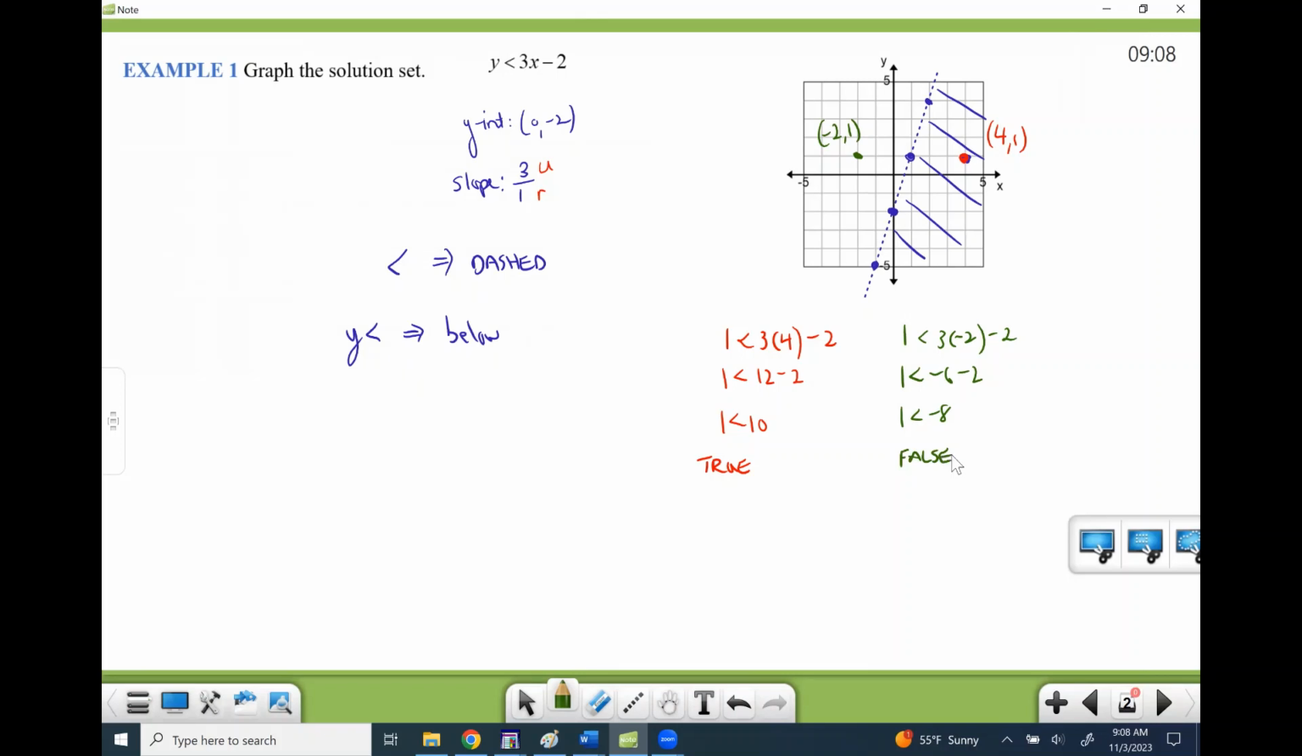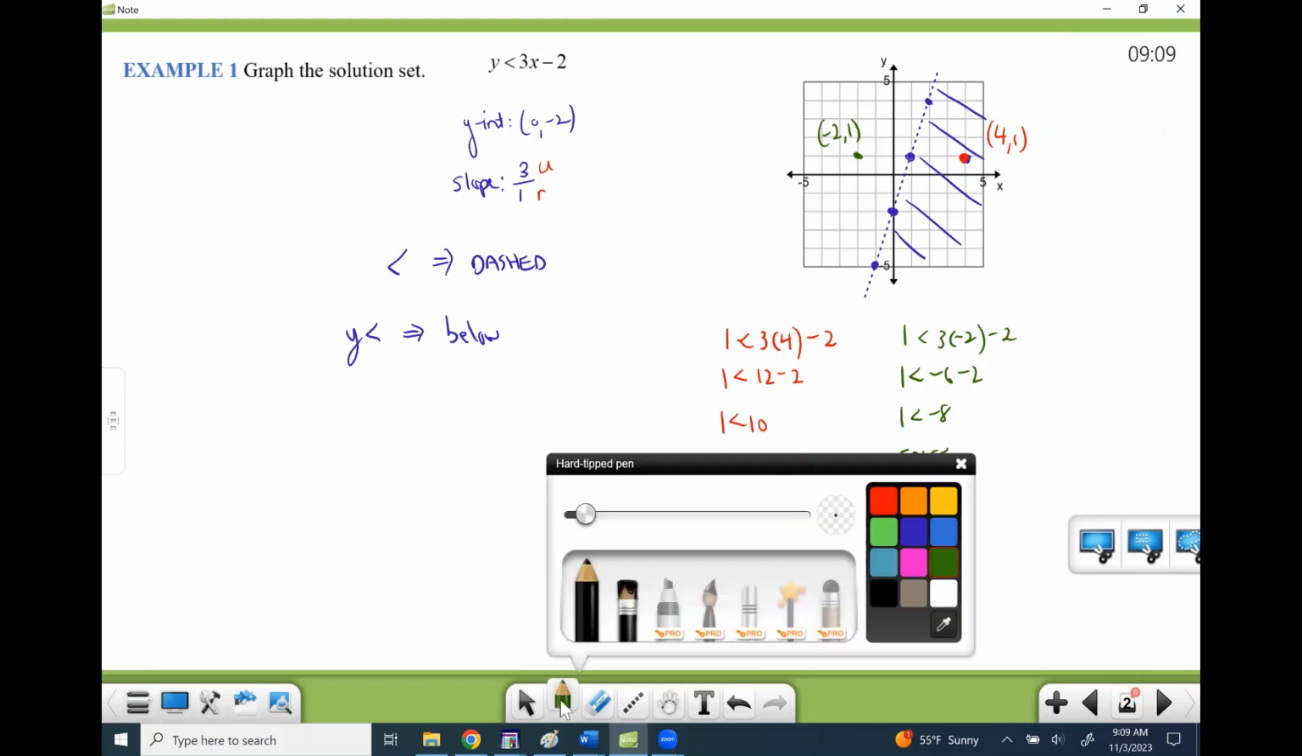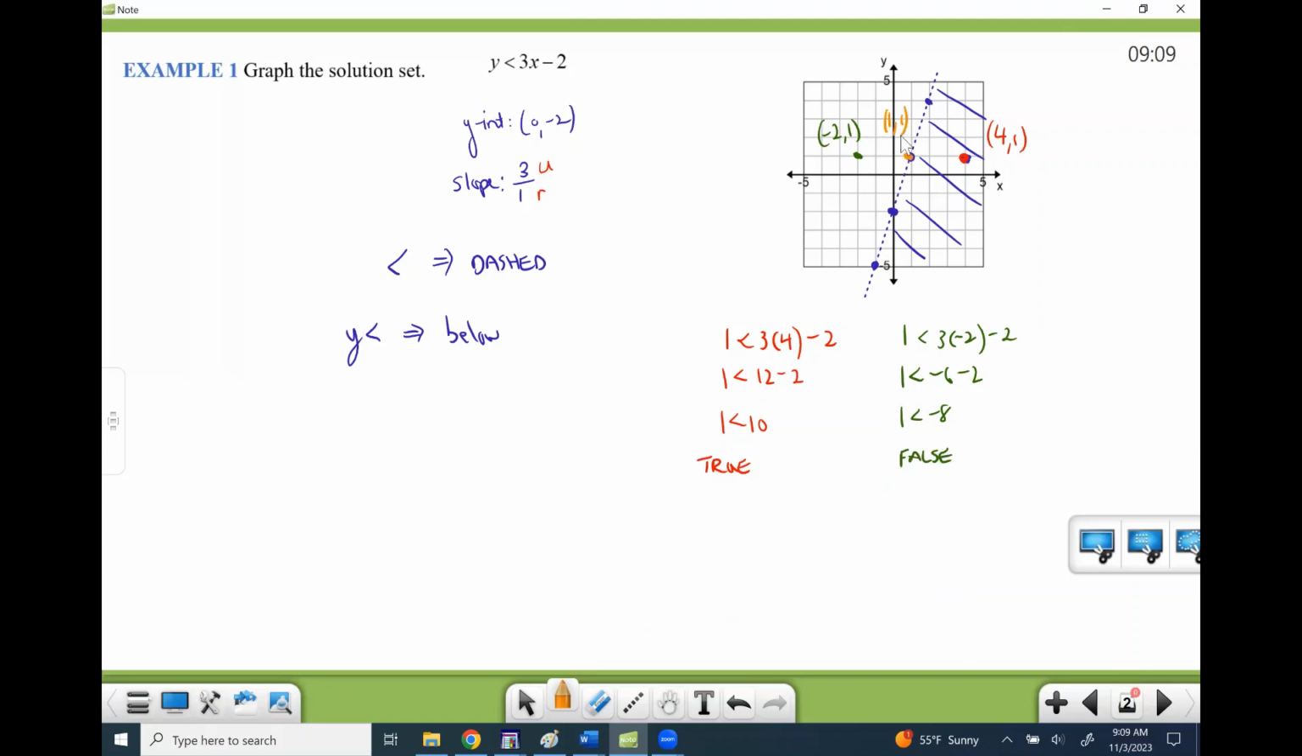Now, as far as why we're dashing the line, we're dashing the line to let people know that points on the line are not going to work. If we had made the line solid, then we would say, okay, go ahead and include these. These are solutions. But because we made it dashed, points on the line should not work. So let's say that we pick this point right here, 1, 1. If we substitute a 1 in for the y and a 1 in for the x, we end up with 1 is less than 1. Now it's borderline. That's why it's actually on the line. But 1 is not less than 1. So this is false. That's why we're telling people don't include points that lie on a dashed line.